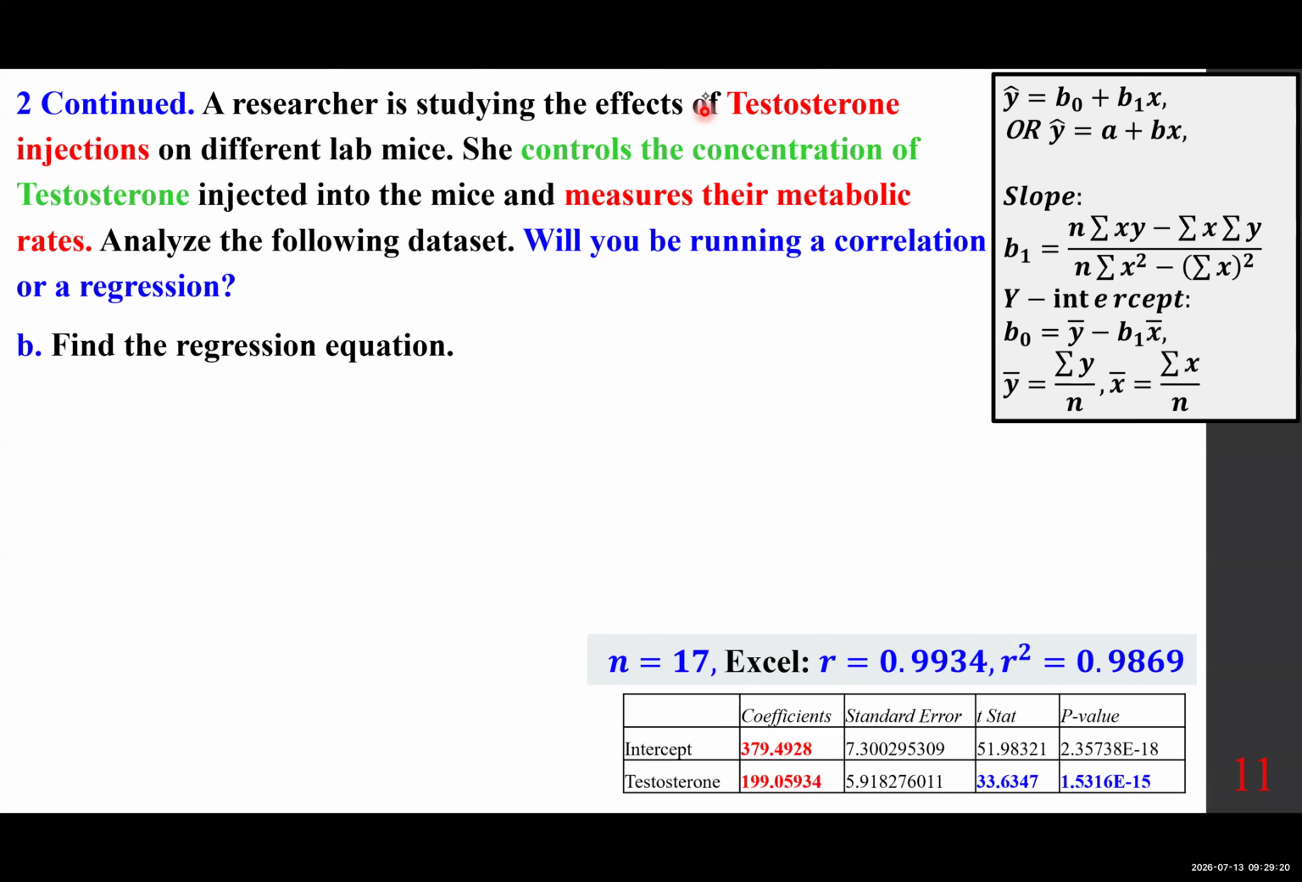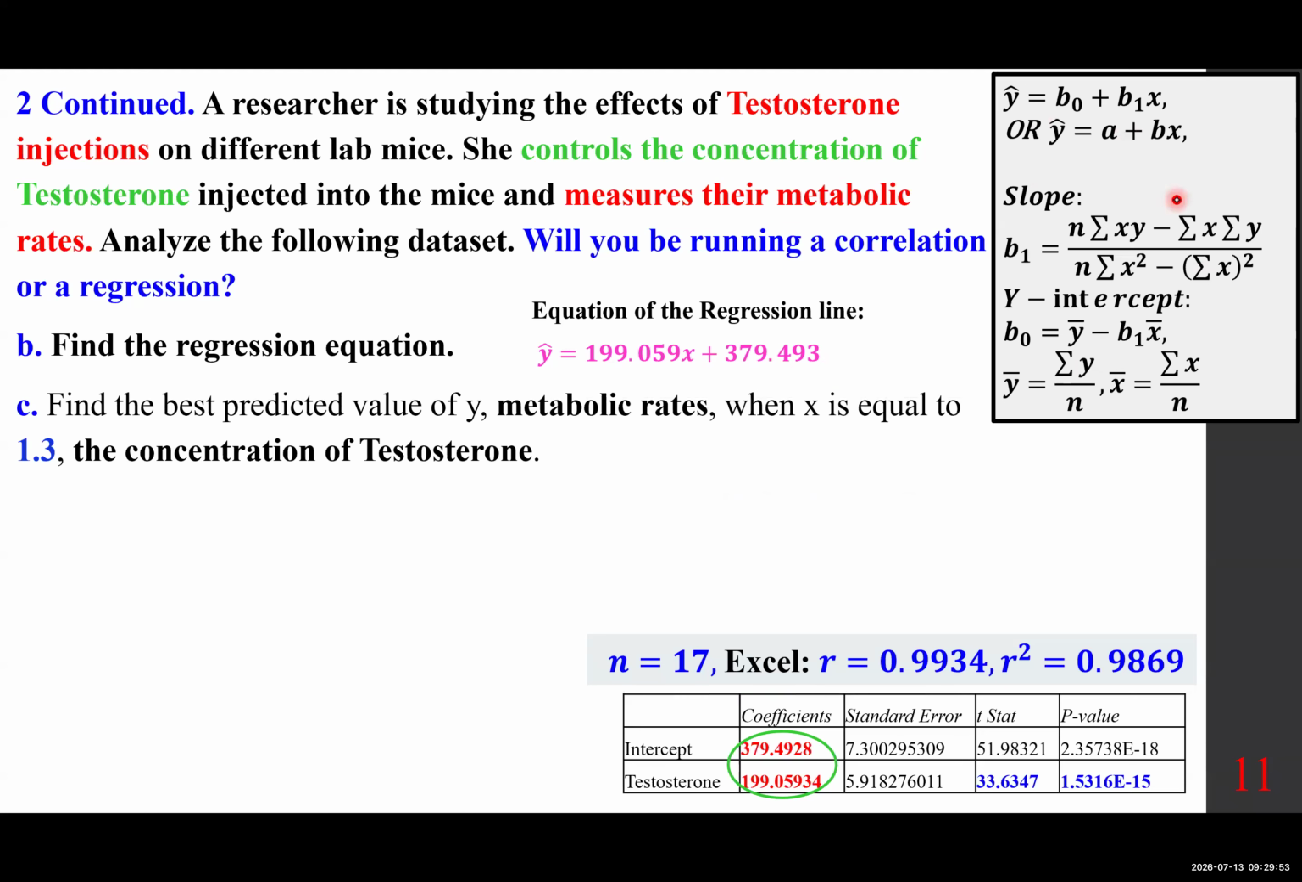I'm going to continue, same question, same information, and for part B, find the regression equation. The regression equation is given to you in essence. So according to this, y hat, this is the slope, okay? These are the coefficients, just those numbers. 199.059, and we stop there, plus x plus 379.4928, we stop there, becomes 493. And again, reminding you of the formulas for that. You should be familiar with Excel to recognize those numbers as well.